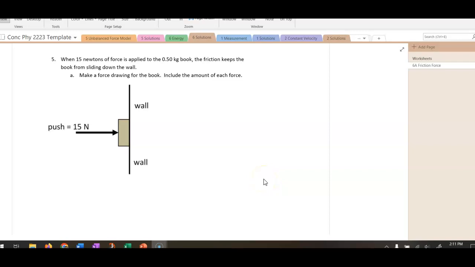This webcast talks about two additional problems using the friction force. So I'm at problem number 5. Here we're talking about someone who is pushing a book against a wall, and friction is keeping the book from sliding down the wall. Okay, and so let's do a force diagram for the book.